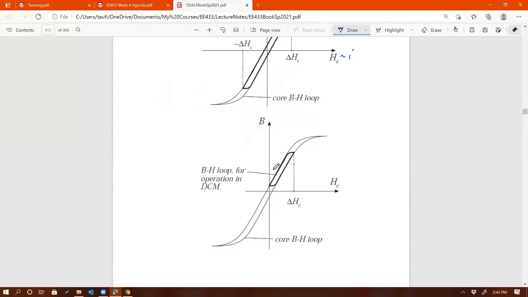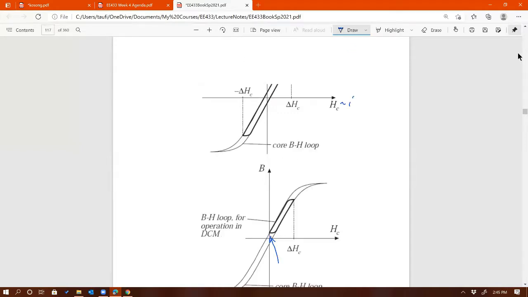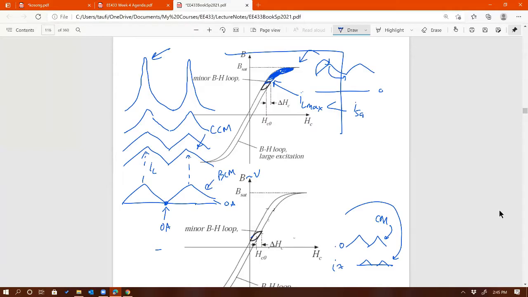And this is another example of DCM. You can see it's DCM because it touches 0, right? And this looks like a transformer instead of an inductor from the bigger area right there. We'll see when we talk about the topologies, okay? Whereas an inductor is typically a smaller minor loop, just like this one right here. You can see the difference between the two.